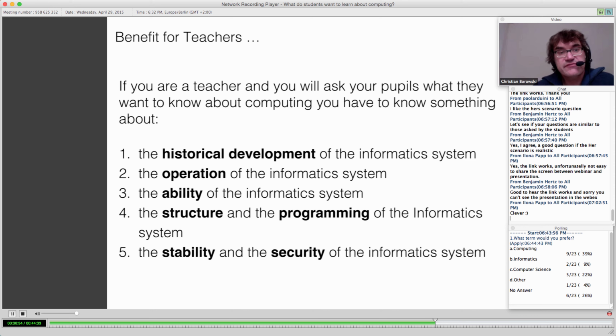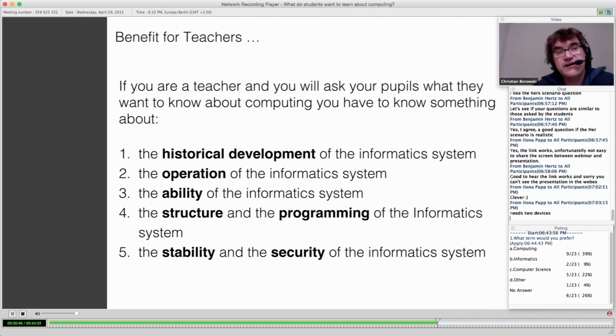Okay, so you may now have a feeling that some questions you can answer because you do it every day. You answer historical questions, maybe about historical development, and you can talk about the ability, what can I do with something, in other terms. Maybe if you talk about electricity or some other things at school.